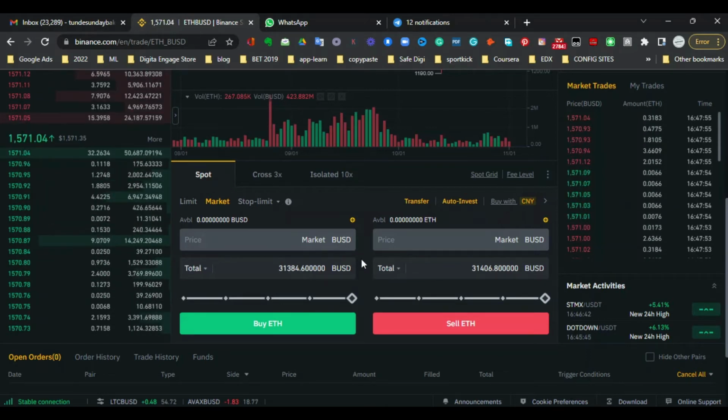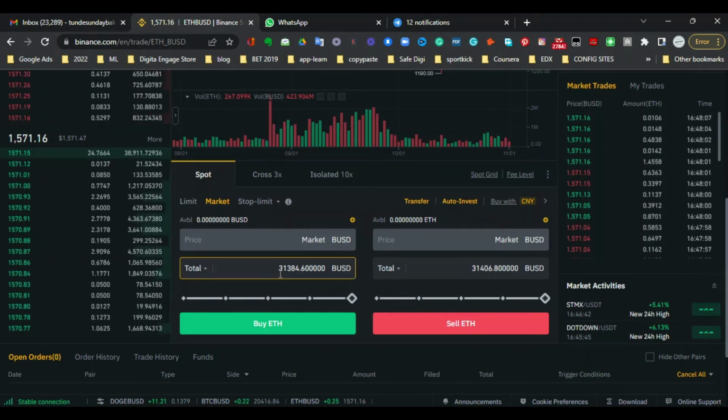So that is that. Now, how to place a market order? How do we place a market order? It's just like what we have explained here. Now, we are going to start by total. By total, let's say I have BUSD. I want to place 10,000 BUSD. So I'm placing my order. I want to buy 10,000 BUSD equivalent of Ether.